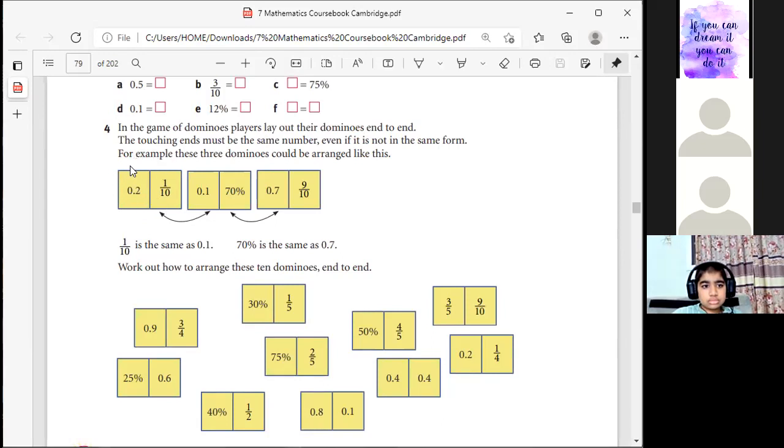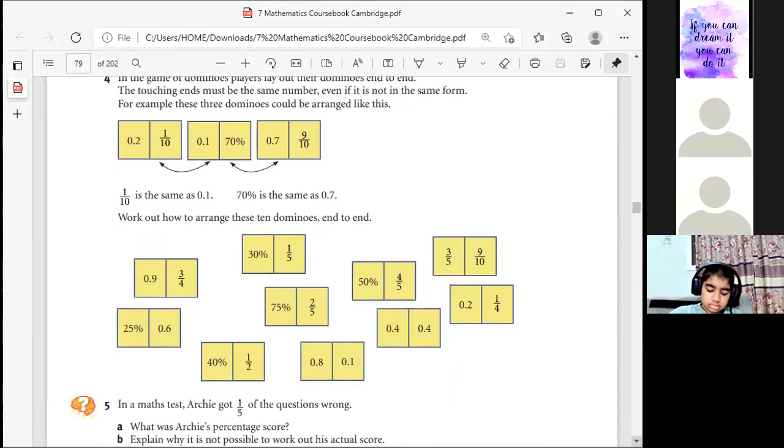See, the first number does not matter. The last number matters. 1 upon 10 means what? 0.1. And 70% means what? 0.7. So what are we to be concerned about? We should be concerned about the last number. I hope you are understanding.